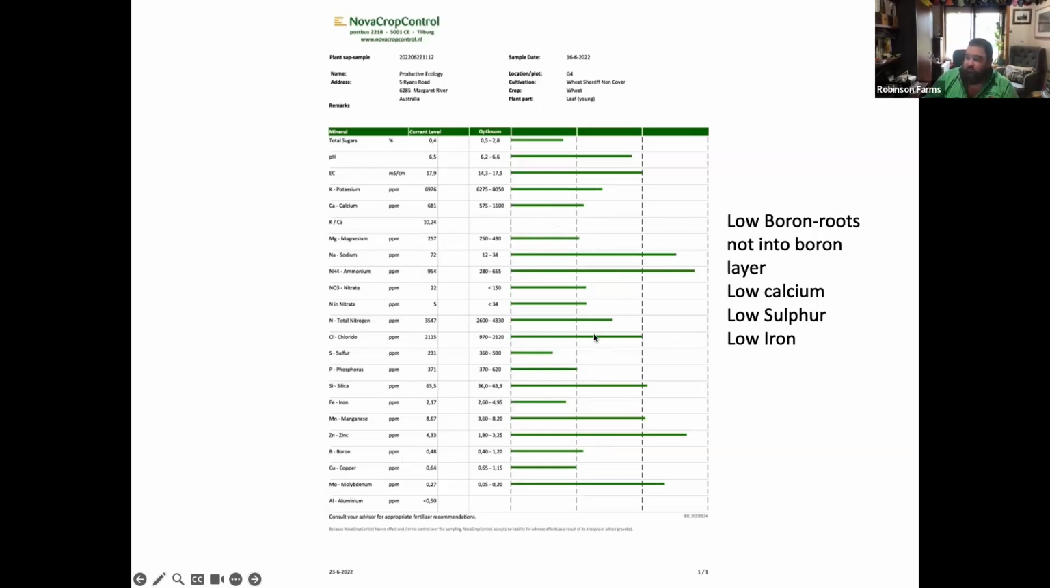So two other things we've got going on here. We've got low sulfur and we've got low iron as well. We've got low iron, low sulfur. So that's telling me we need sulfur and iron in our next sprays. And because we're not very far away from the sea, we seem to get a reasonable amount of sodium and a reasonable amount of chloride as well.